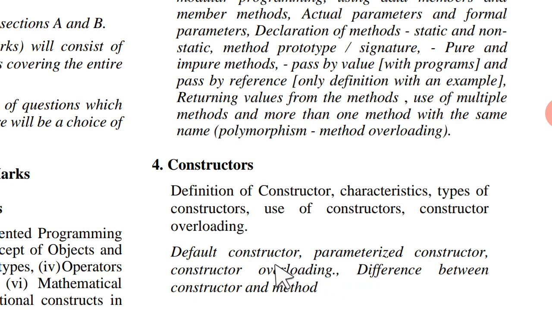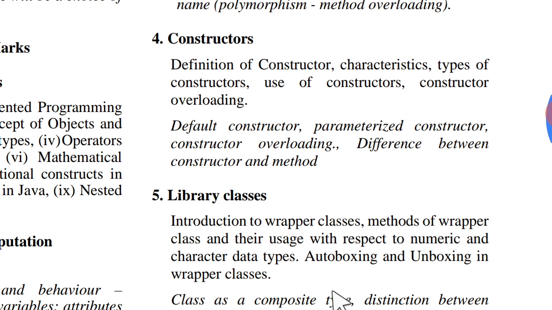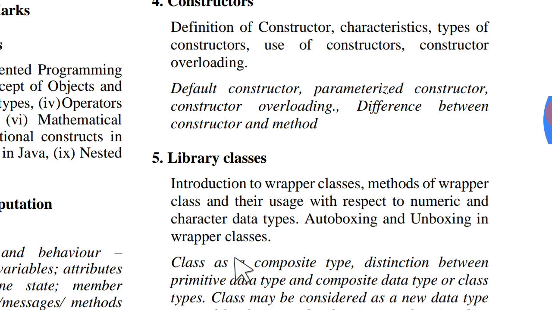And types of constructors: default constructor, parameterized constructor, constructor overloading. Difference between the constructor and method, that's what I was just telling you. Okay, now after that, students, library classes, introduction to wrapper classes, methods of wrapper classes and their usage with respect to numeric and character data types. Autoboxing and unboxing in the wrapper classes.